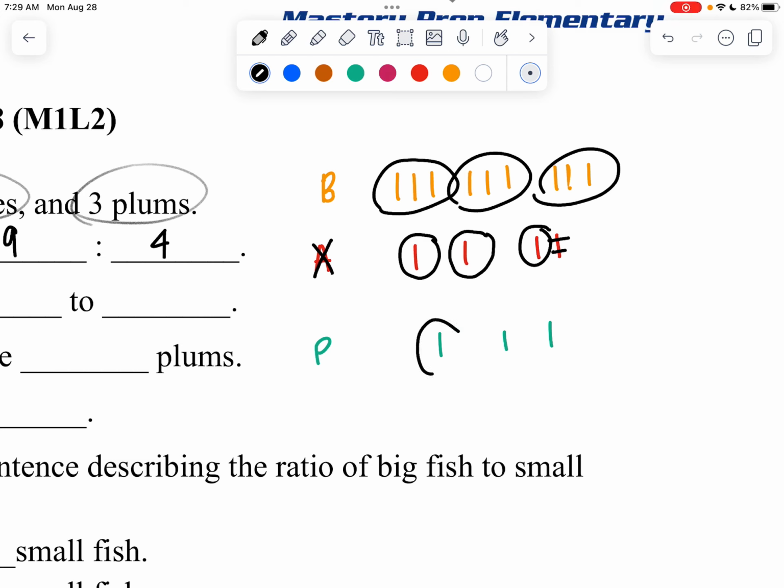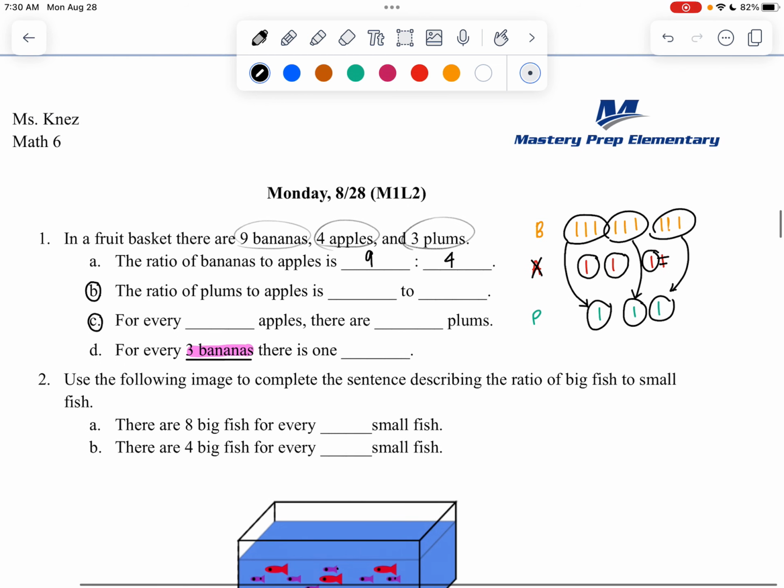However, if I split my plums into 3 equal groups, for every 1 plum, there are 3 bananas, or for every 3 bananas, there is 1 plum, which is exactly what question D says. This is a good time to pause the video and finish answering question 1. I didn't do B and C, so you'll have to do that on your own. I'm going to give a hint on question 3 before I move on to Tuesday.